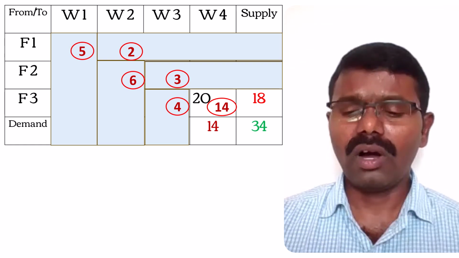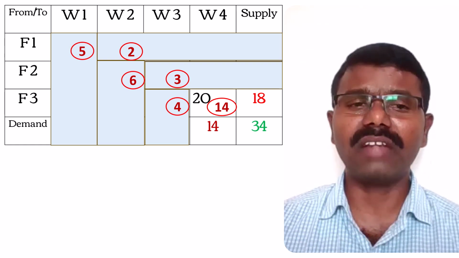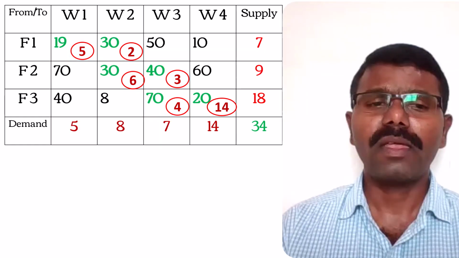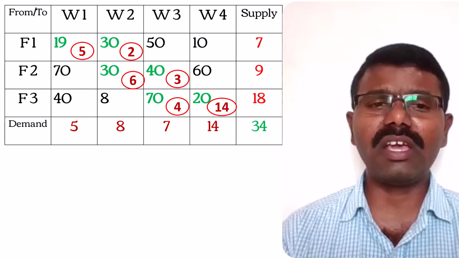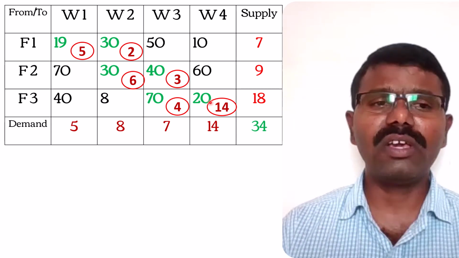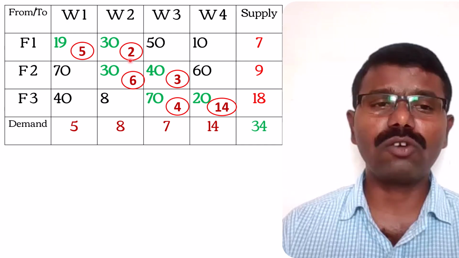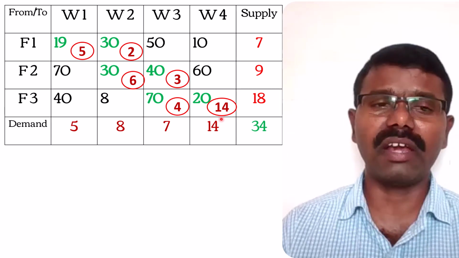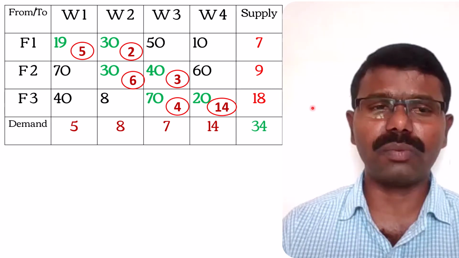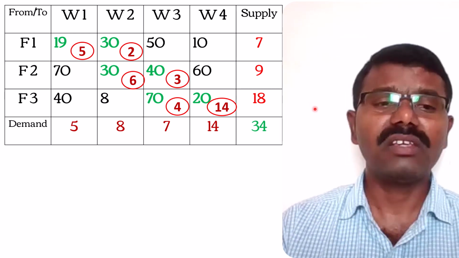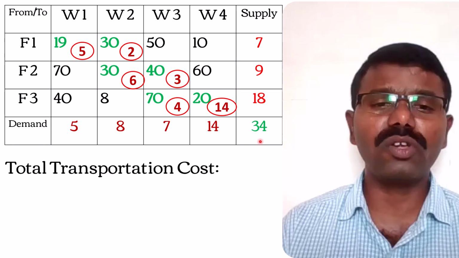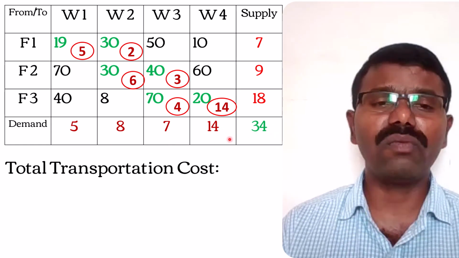Finally you remove all the cancelled ones and keep all the allocated units in one matrix. Now if you see the entire matrix, here 5 units are allocated, next here 2 units are allocated, 6 units are allocated here, 3 units are allocated, 4 units, and 14 units allocated. So now what is the cost of transportation? The cost of transportation is the total cost which we are using to transport these 34 units to the 4 different warehouses.